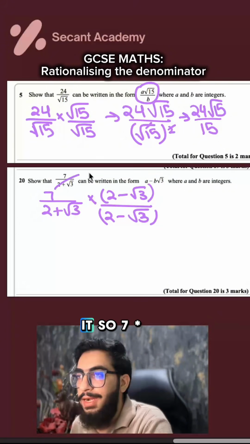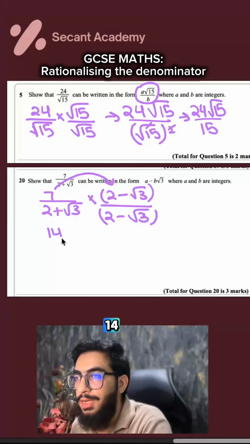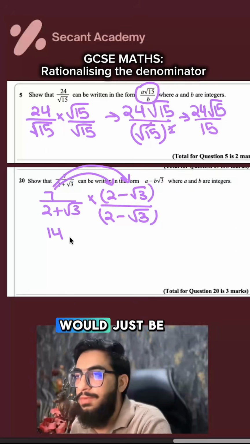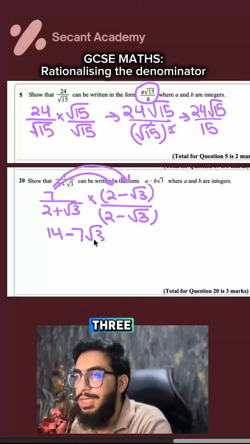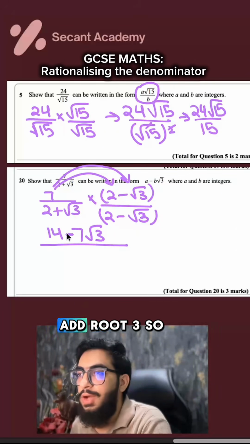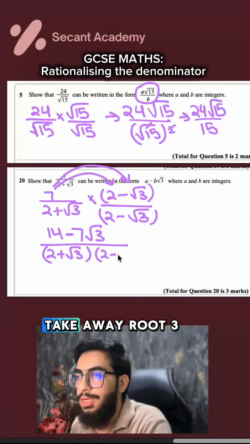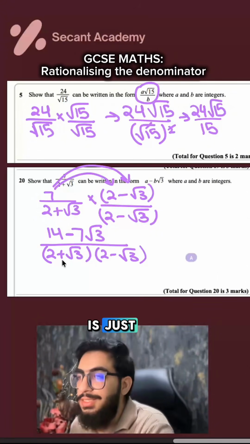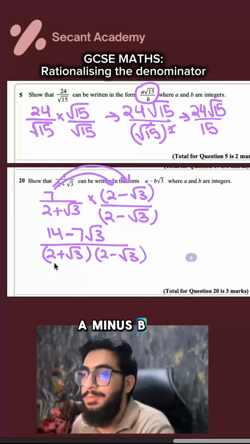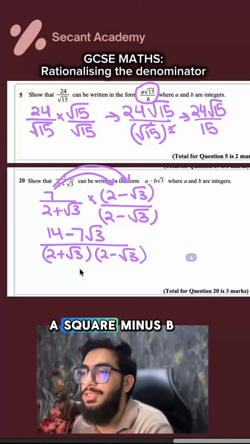And if we multiply it, 7 times 2 would just be 14, and then 7 times negative root 3 would just be negative 7 root 3, and the denominator would just be 2 plus root 3 times 2 take away root 3. Now the denominator is just in the form of a plus b times a minus b, and a plus b times a minus b would just be a squared minus b squared.